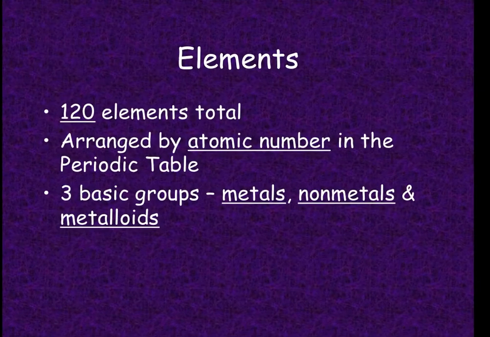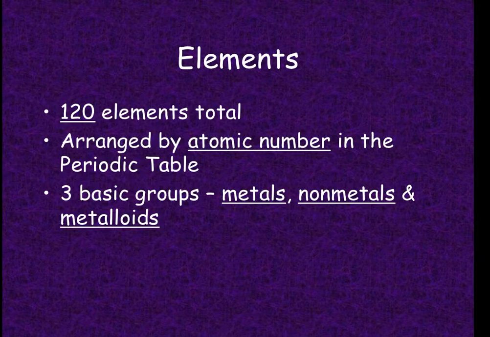Now, with the elements, you can see we have about 120 of them total, and they are arranged by atomic number on our periodic table. We have 3 basic groups. We have the metals, the nonmetals, and the metalloids. And we will actually talk more about those when we get to the periodic table.